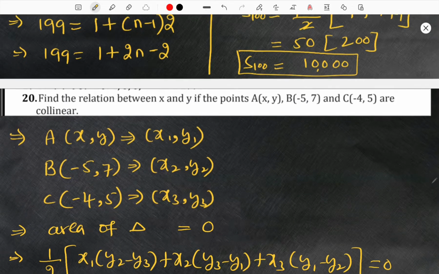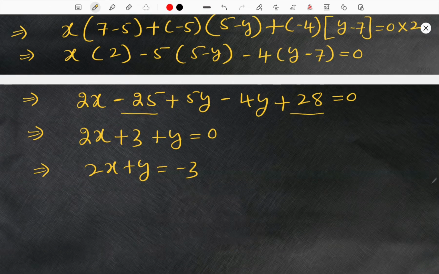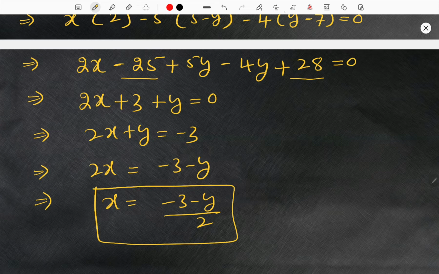What are they asking? They are asking for the relationship between x and y. This is the relationship: twice x plus one time y is equal to minus 3. Otherwise you can write it as 2x is equal to minus 3 minus y, and x is equal to (minus 3 minus y) divided by 2. Like this also you can write. So this is the relation. This is also fine, and this is also fine. Whichever you want you can write down, no issue with this. You got the final answer, right? Otherwise you can write one more relation: 2x plus y plus 3 equal to 0.